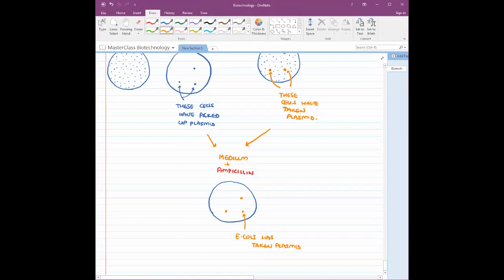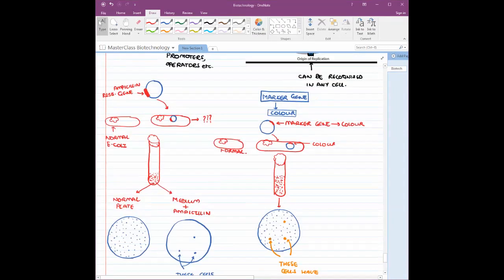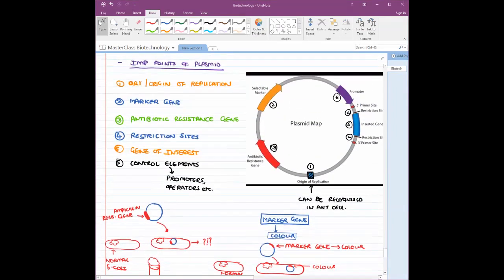Then what I can do is take this E. coli and grow it in your medium, and then it starts multiplying. And as it starts multiplying, it starts producing your insulin. I can just take the insulin from the medium, purify it, work on it, and distribute it that way. That is why we are doing all this. This is exactly to find out, guys, which of them has taken up the plasmid. That is why we require these two things.